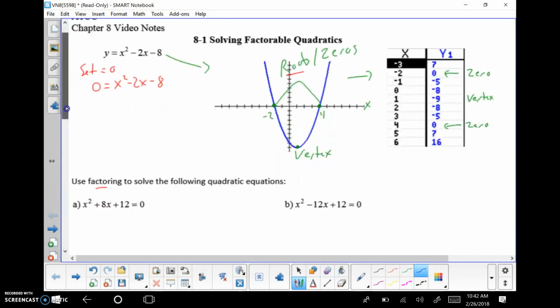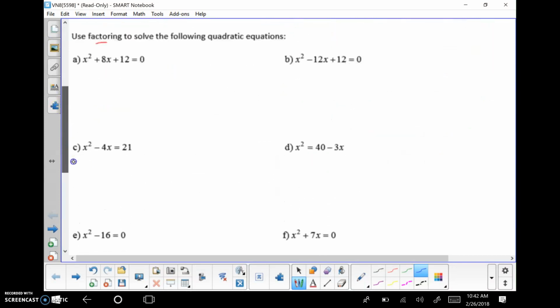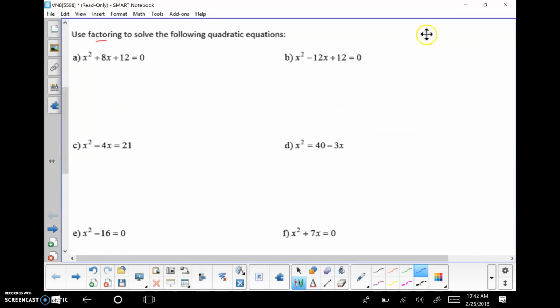Let me go down here and I'll talk a little bit about factoring, then I'll come back. The way that I like to do factoring is with a G, 2, 3, 4 approach. And what that means is you start with the GCF. Is there a GCF? Always look for that first. If not, then you go to the 2, 3, 4.